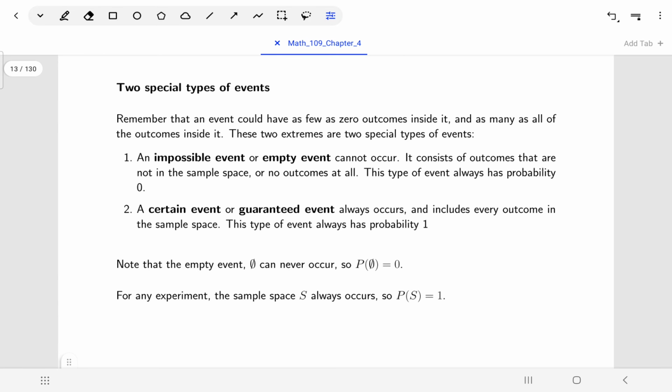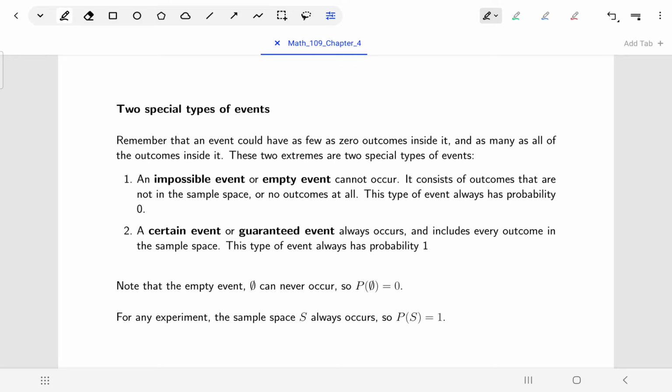We could have an event that's as small as having nothing inside of it, or we could have an event that's as big as having everything, all the possible outcomes inside of it. If you have an event that has nothing inside of it, you would call that an empty event, just like you would call it the empty set. But the other name that we might give to this would be calling it an impossible event.